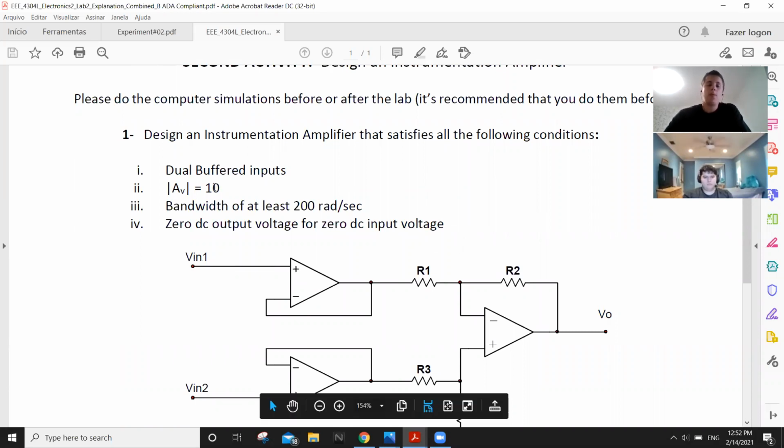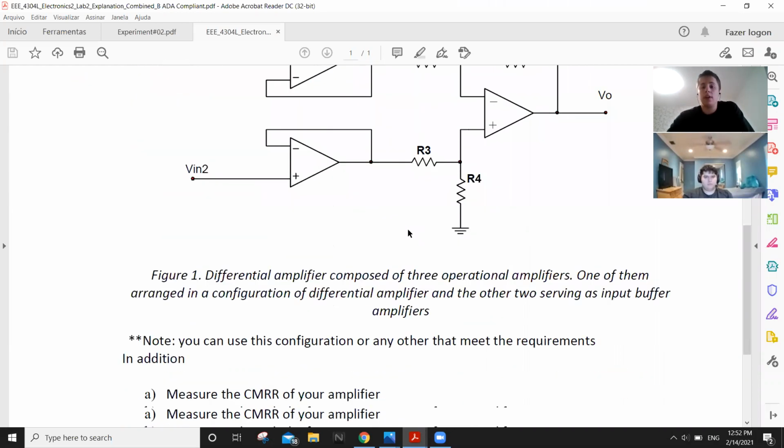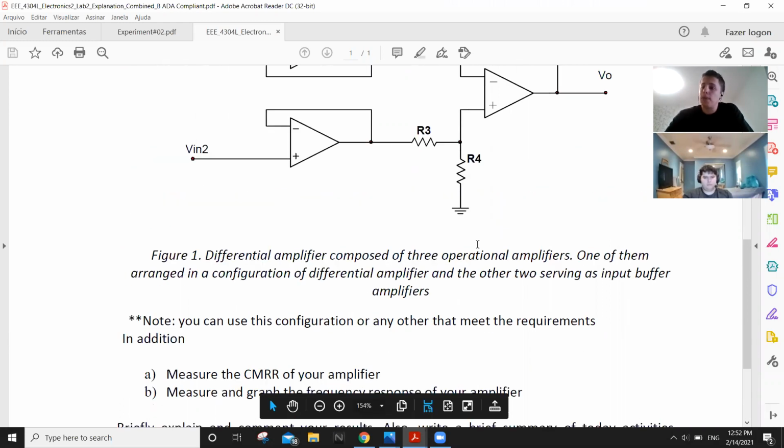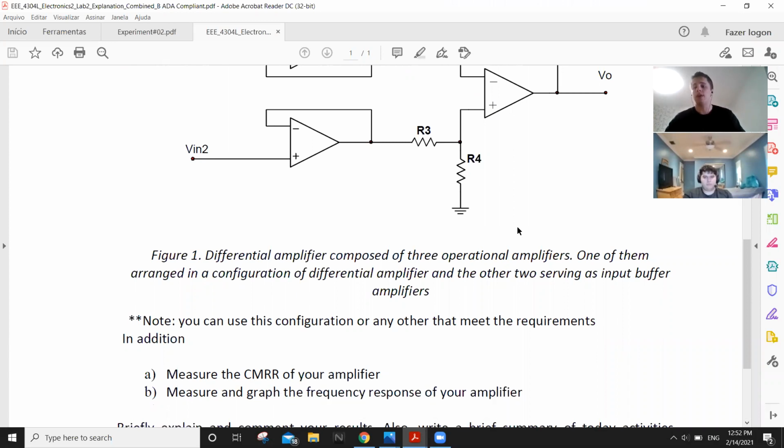instrumentation amplifier with a gain of 10 volts, a bandwidth of 200 radians per second, and 0 DC output. Later on we need to test the common mode rejection ratio of the op-amp. Ideally, this will be 0, but in reality, it's different. It should be in a range of 50 to 70 dB.